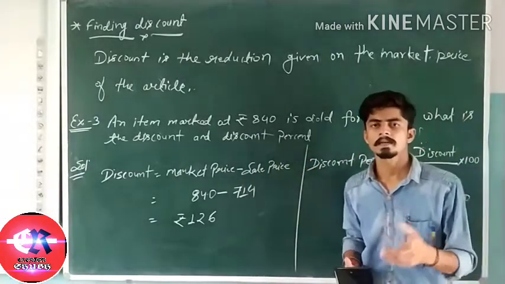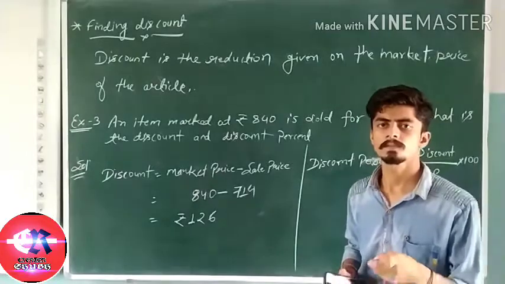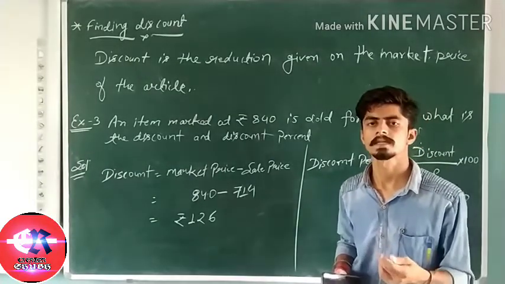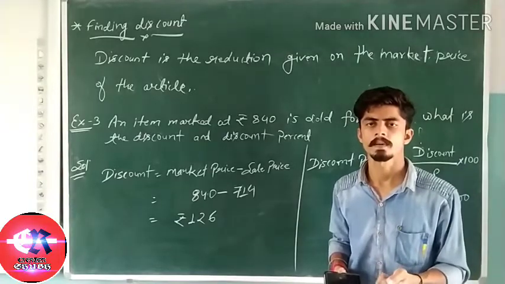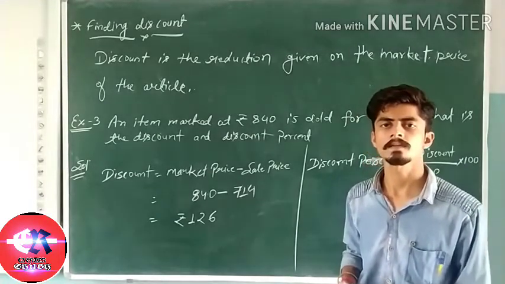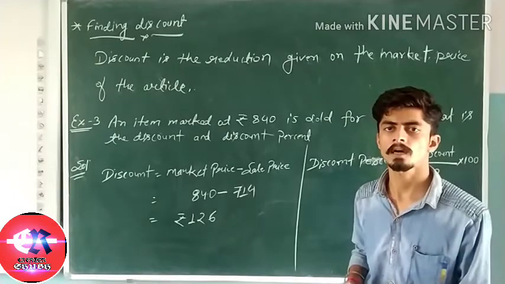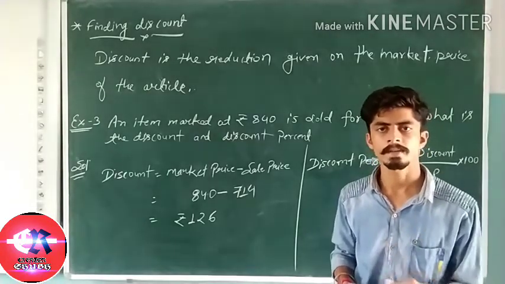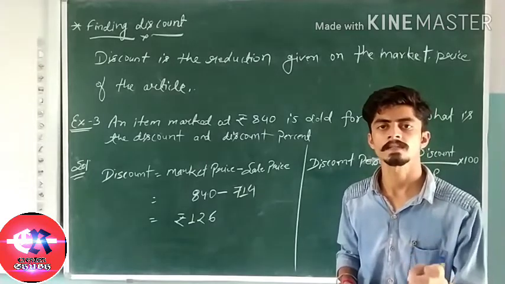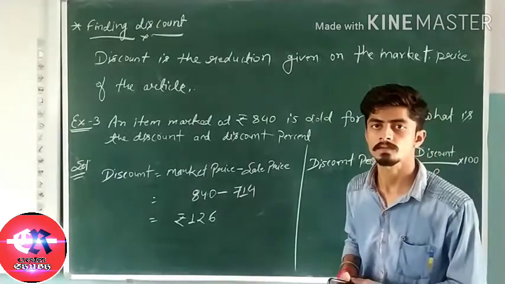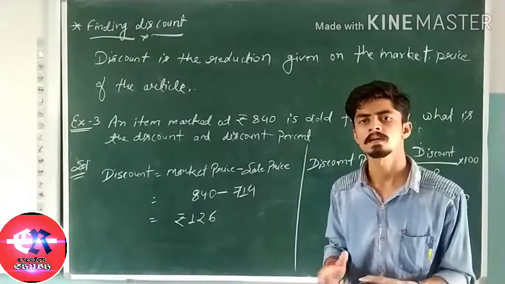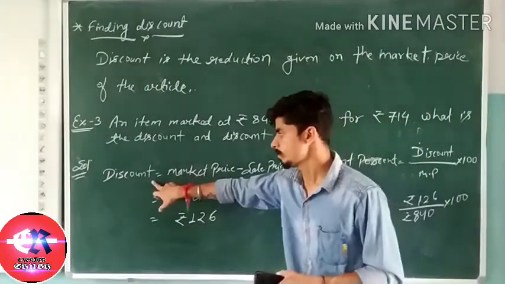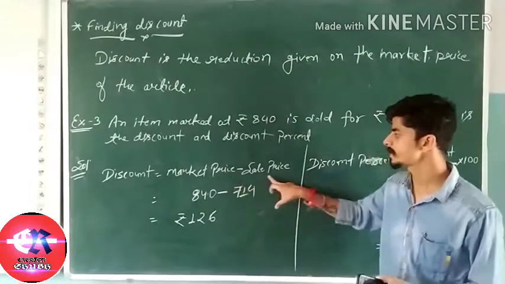So for example, if we are going to buy something like a pen, which the shopkeeper told us is for rupees 10, but he gives it to us for rupees 8. So what amount did we save? We saved rupees 2, and that particular amount is given as a discount by the shopkeeper. So the original value minus the selling value is called a discount. Discount is equal to market price minus sale price.